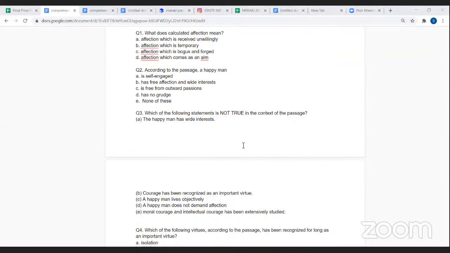Option E. Not option A, not option C. E, I think. E is correct. It's E. Moral courage and intellectual courage has been extensively studied.